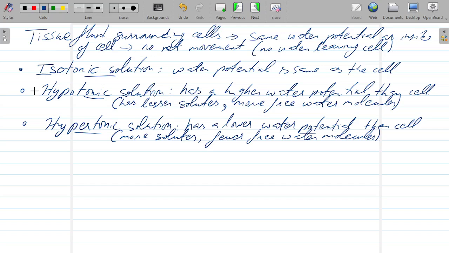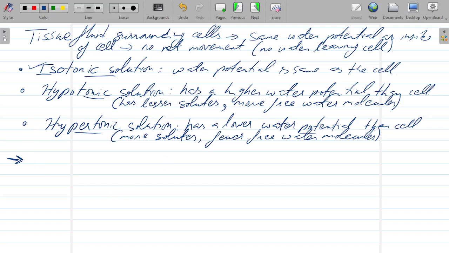Okay. Now, we're going to talk about what happens to animal and plant cells in these types of solutions. In an isotonic solution, nothing's going to happen, so we're not going to talk about that. You place an animal or a plant cell into an isotonic solution, which means the solution has the same water potential as the cell. Nothing's going to happen. It's going to be just okay.